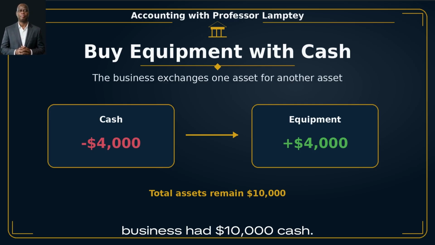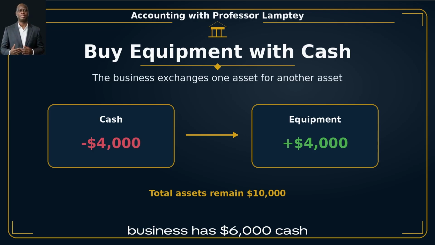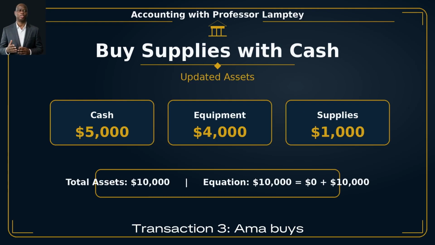Before the purchase, the business had $10,000 cash. After the purchase, the business has $6,000 cash and $4,000 equipment. Total assets are still $10,000. Liabilities are still $0. Equity is still $10,000. The equation still balances.